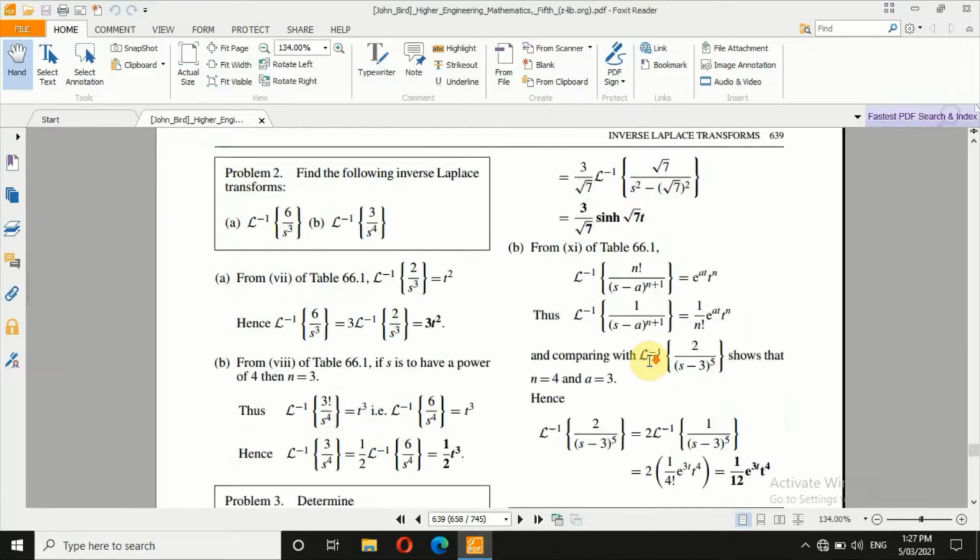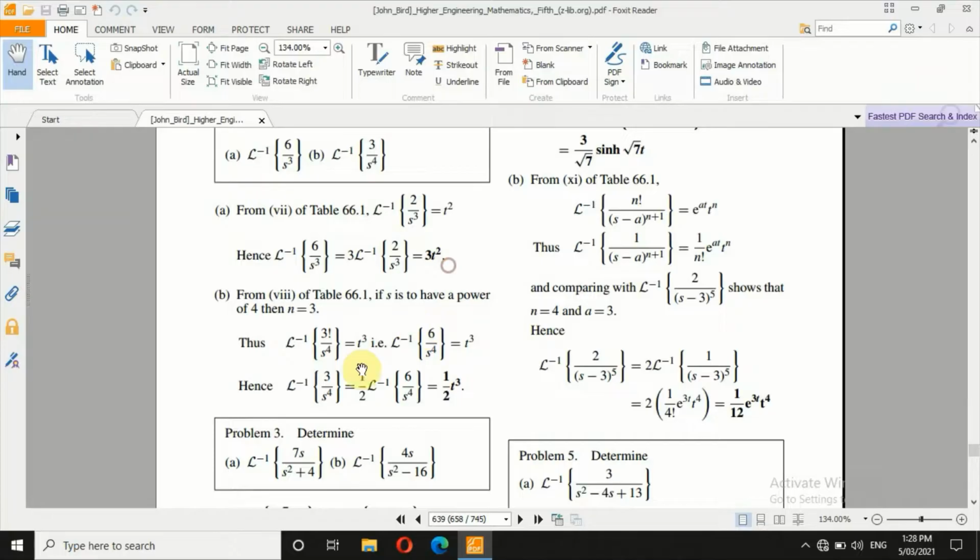So that is how to go about it. Now let's proceed to this example. We are asked to find the inverse of the following. Number 1, 6 over x raised to power 3. Now look at this: 2 over x raised to power 3 equals t squared. So from here, the inverse of this one is t squared. So the second example, 6 over x raised to power 3, the inverse of this one will give us 3t squared. So that is all. You just notice that they are all simple now.